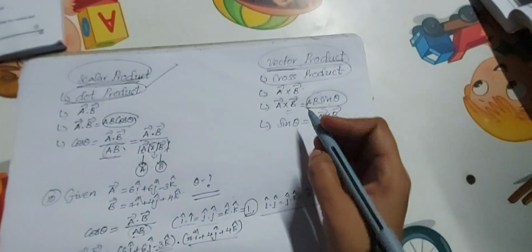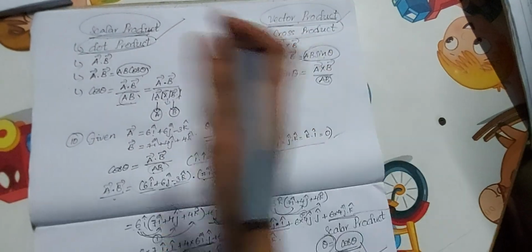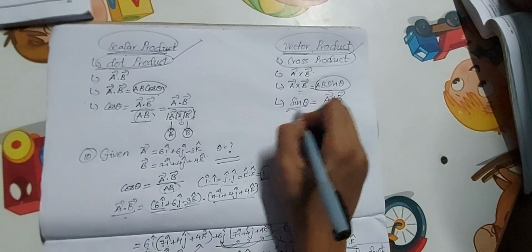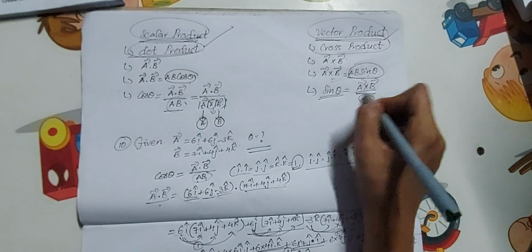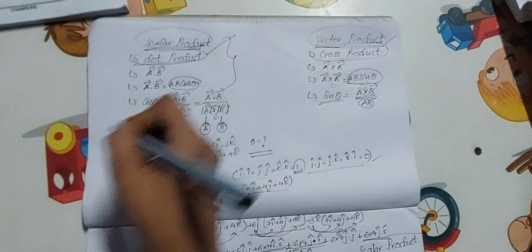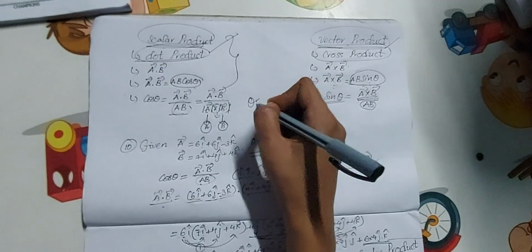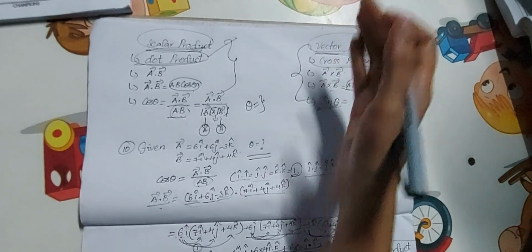This is all about how to find the angle between two vectors if it is a scalar product, and in the same manner we can find it for a vector product. Instead of cos theta, you will have sin theta, and instead of a bar dot b bar, you have to go for a bar cross b bar. This is all about the scalar product, how you can find the theta value, as well as under vector product, how you can find the theta value between the two vectors.